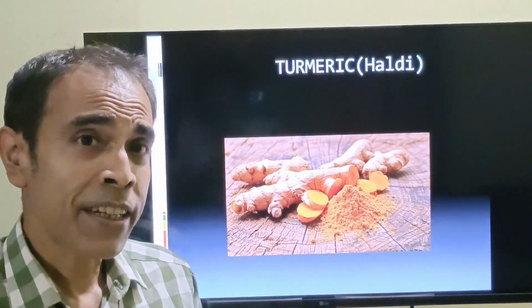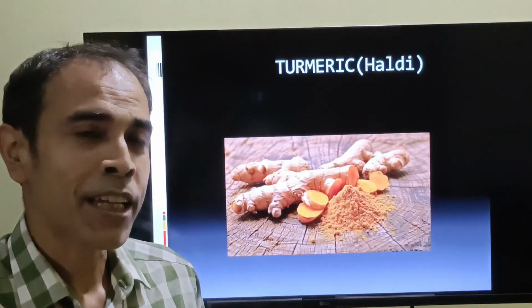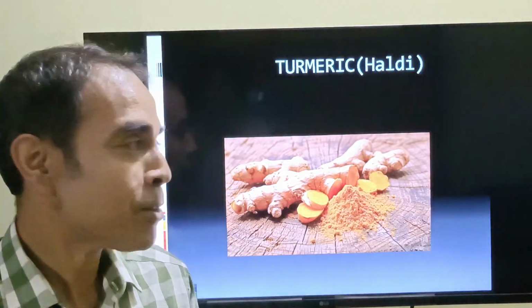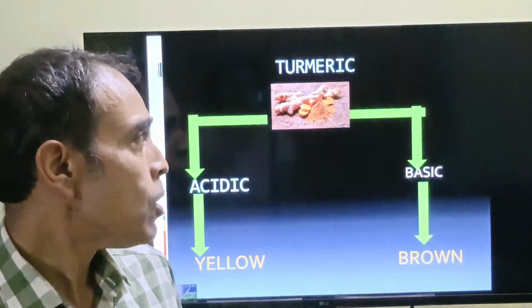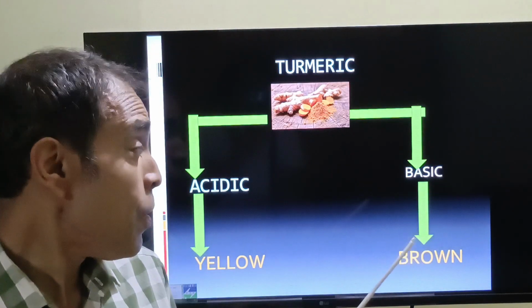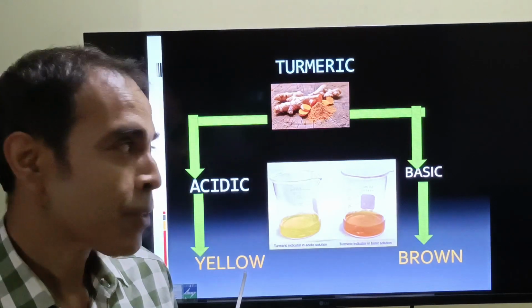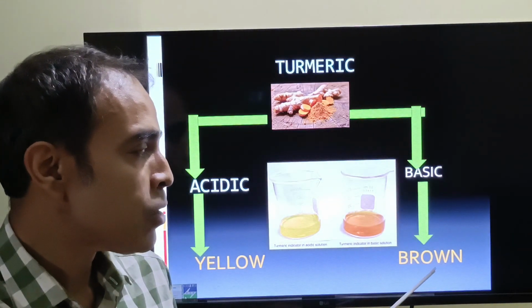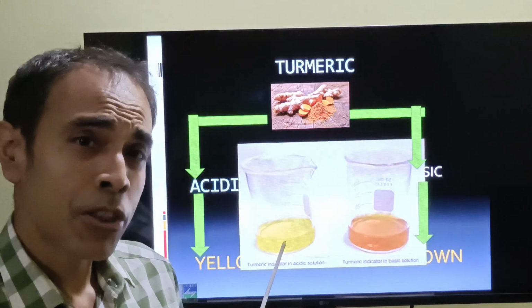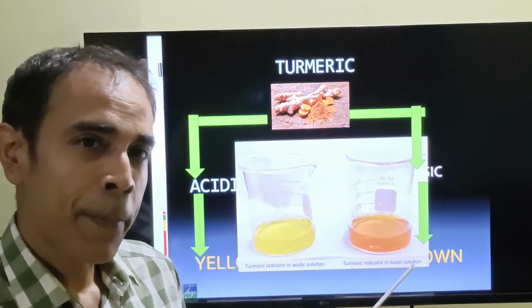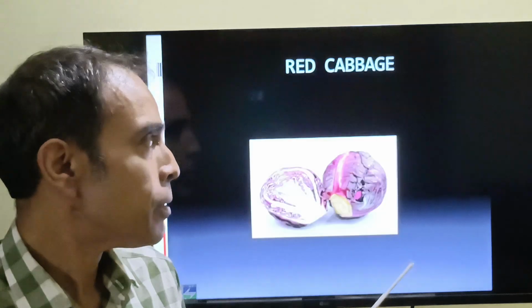The second natural indicator is turmeric. This is something we always take in our day-to-day lives, in our cooking items. So turmeric is an indicator. How does it act? When you add turmeric powder to an acidic solution, it turns yellow, and in a basic solution, it turns brown. As you see, in an acidic solution it turns yellow. In a basic solution it turns brown.